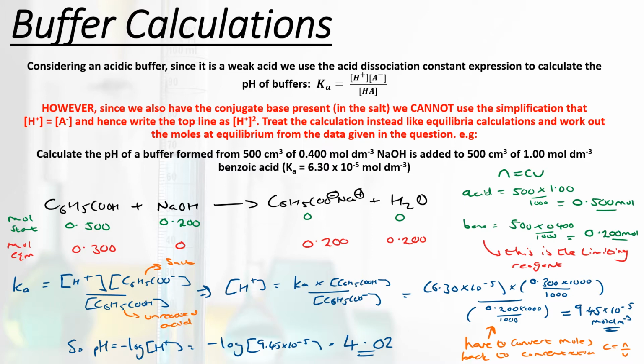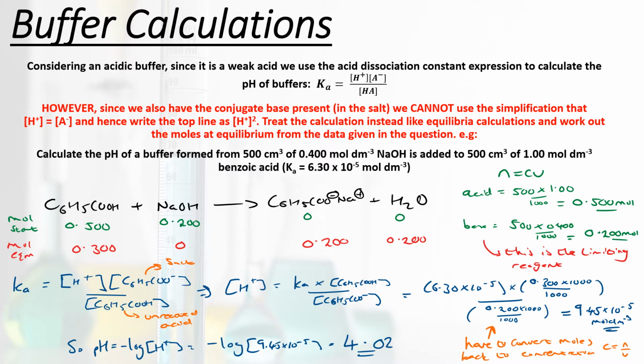So the first thing that I would do is calculate the moles of each component at the start. We're given the concentrations and volumes to work out the moles of acid and base. We're going to use our equation n equals cV to work out the moles, remembering to convert our volumes from cm3 into dm3 by dividing by 1,000. Putting those numbers into the n equals cV equation gives you 0.5 moles of acid and 0.2 moles of base. The important thing to do here is to look at which one is the smallest number. The base is the smallest number, and so this is the limiting reagent. This is the one that gets used up completely and essentially limits how much product you can form.